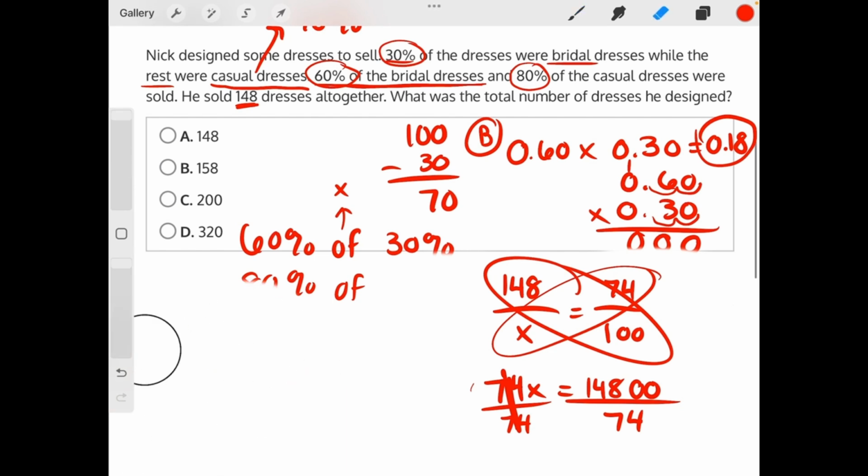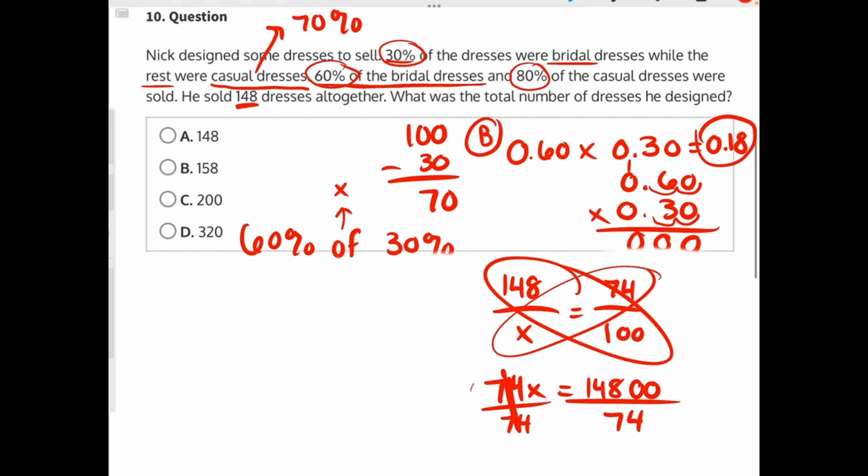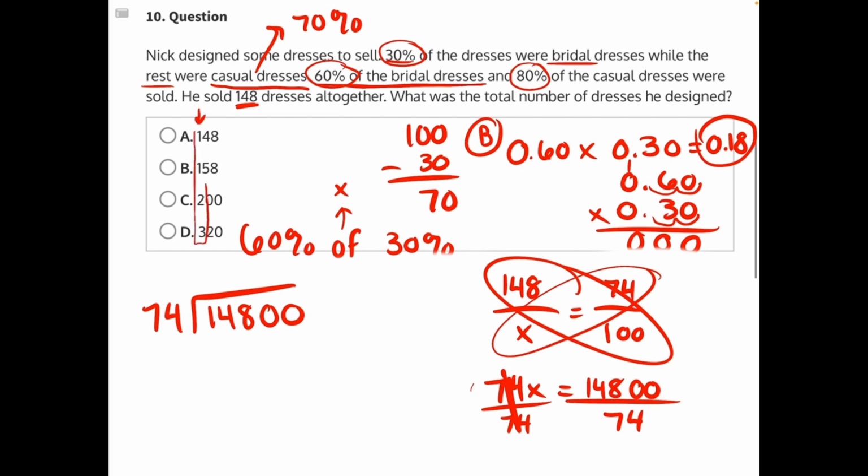Clear up some more space for us. 74 can go into 14,800. How many times? If we look at our answer choices, we know we either need to start with 1, 2, or 3. Let's try 2. 74 times 2. 4 times 2 is 8. 2 times 7 is 14. That's exactly what we need. So it goes in 2 times 148.